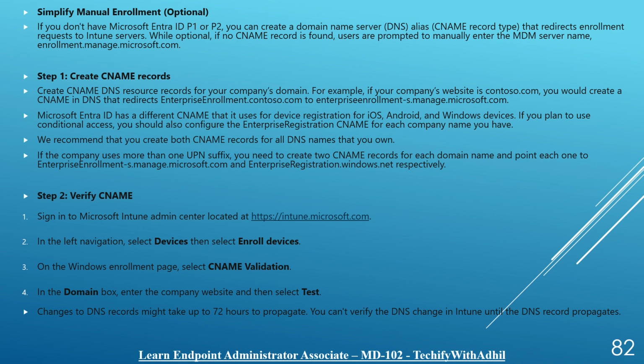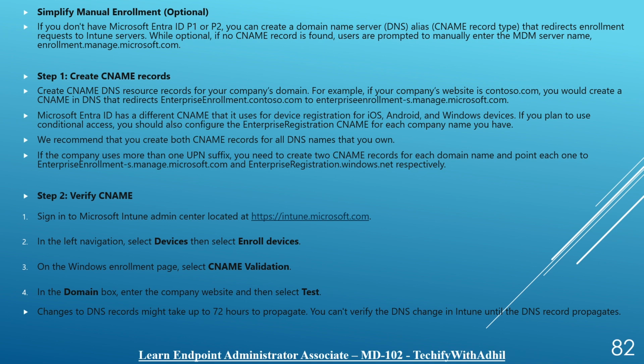Step 1 is create CNAME records. Create CNAME DNS resource records for your company's domain. For example, if your company's website is contessa.com, you would create a CNAME in DNS that redirects enterpriseenrollment.contessa.com to enterpriseenrollment-s.manage.microsoft.com. Microsoft Entra ID has a different CNAME that it uses for device registration for iOS, Android and Windows devices.